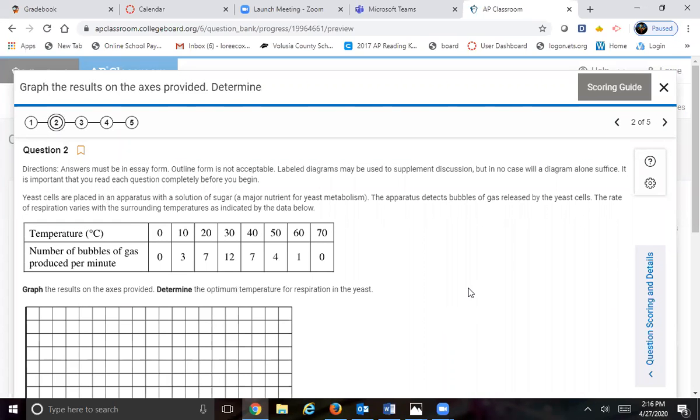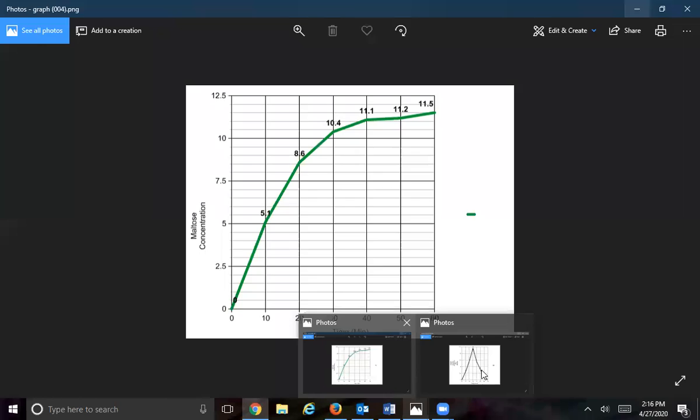Question 2, it says, graph the results on the axis provided, determine the optimal temperature for the respiration of yeast. So you had to create a graph, and then you had to determine the optimal temperature. All right, we have a couple of really great graphs that were submitted.